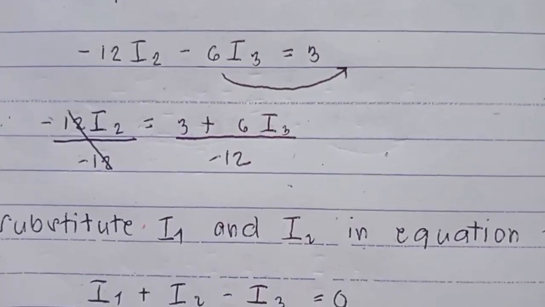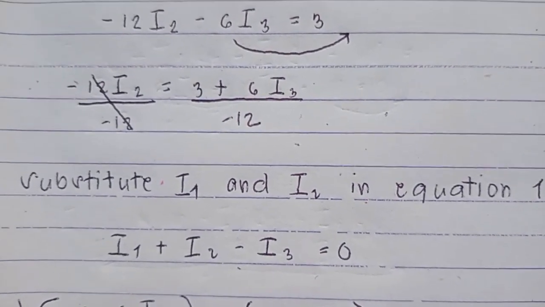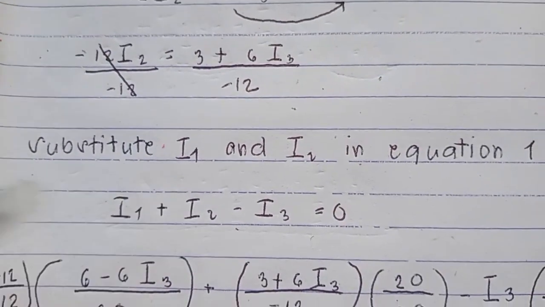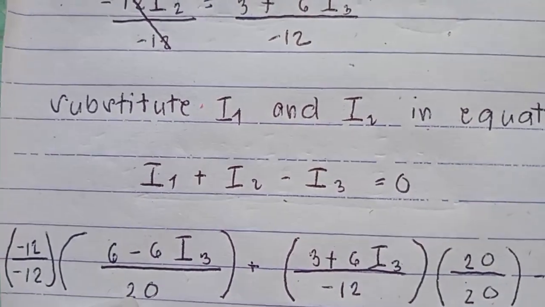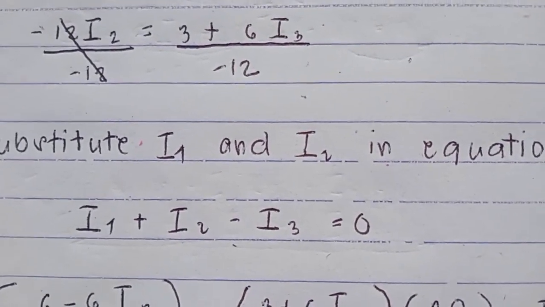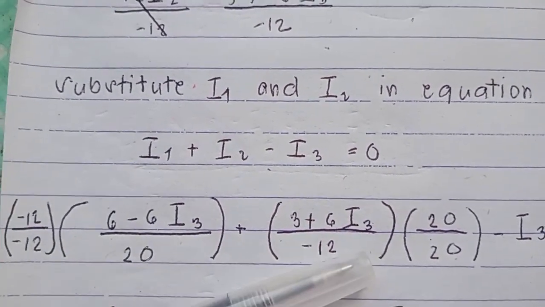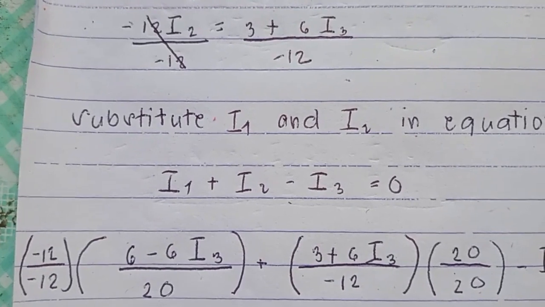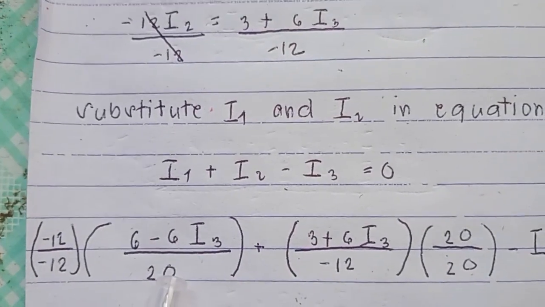So here is our equation number 1: I1 plus I2 minus I3 is equal to 0. So we already solved for I1 and I2. So our I1 is 6 minus 6I3 over 20, plus our I2 is 3 plus 6I3 divided by negative 12. So they have different denominators. So the next step would be to get the common denominator of the two.